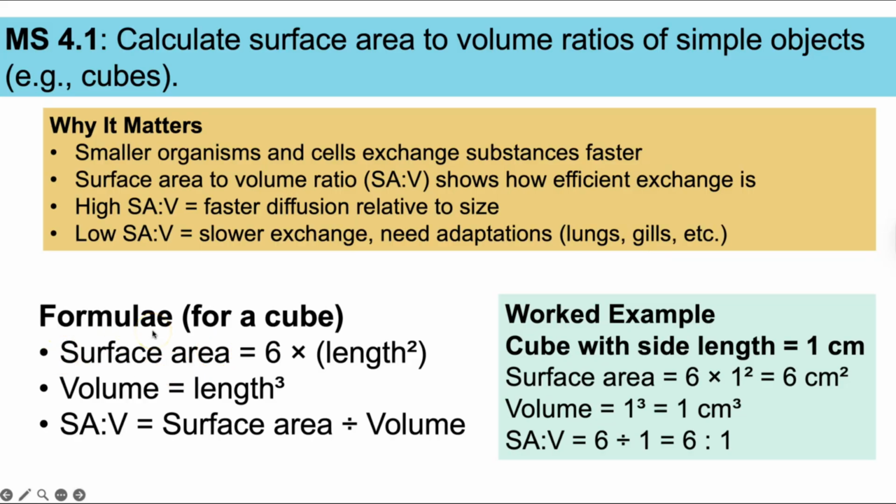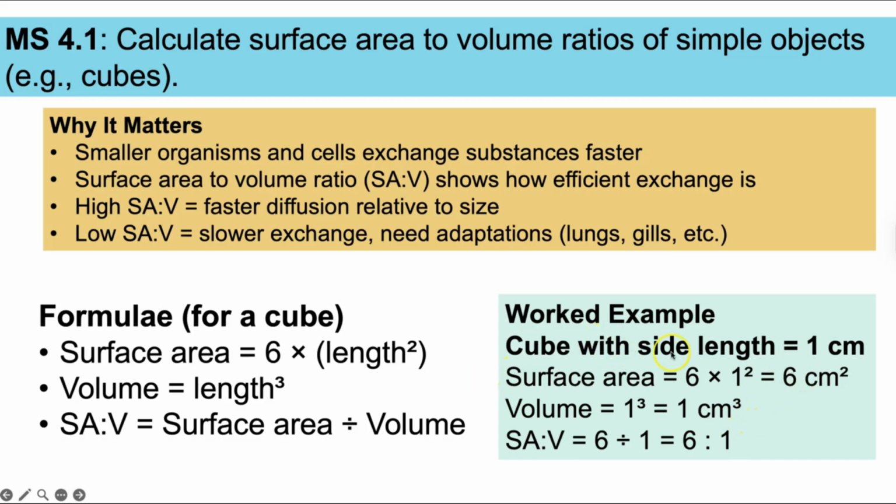So the formula for a cube would be working out the surface area, which is 6 times, because there's 6 faces of a cube, the length squared, because the area of one side of the cube is the length times the length, and then there's 6 faces, so times 6. The volume of a cube would be the length cubed, or in other words, the height times the width times the length, but because it's a cube, those will all be the same dimension. And then it's whatever the surface area was divided by the volume. And we always present that as whatever the answer is to that calculation, we have that value to 1. So it's a ratio still.